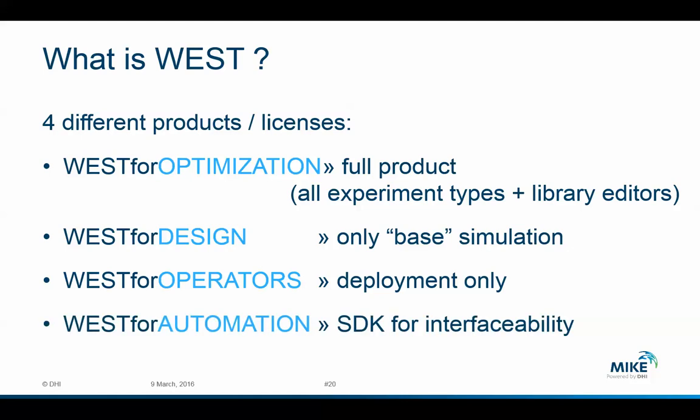Something considerably different from these first three products or licenses is WEST for Automation, which is a software development kit which doesn't come with a graphical user interface and is meant for interfacing WEST, or better its engine called Tornado, with other components including SCADA.